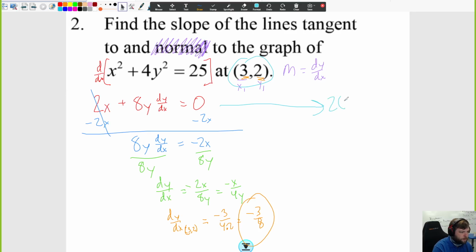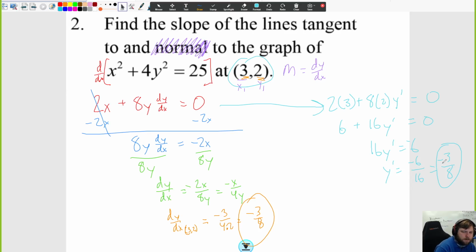I would get 2 times 3 plus 8 times 2 times, let's say, y prime equal to 0. So 6 plus 16y prime equals 0. Subtract 6 on both sides. And then, so negative 6. And then my y prime would be negative 6 over 16. Reduces to negative 3 over 8.